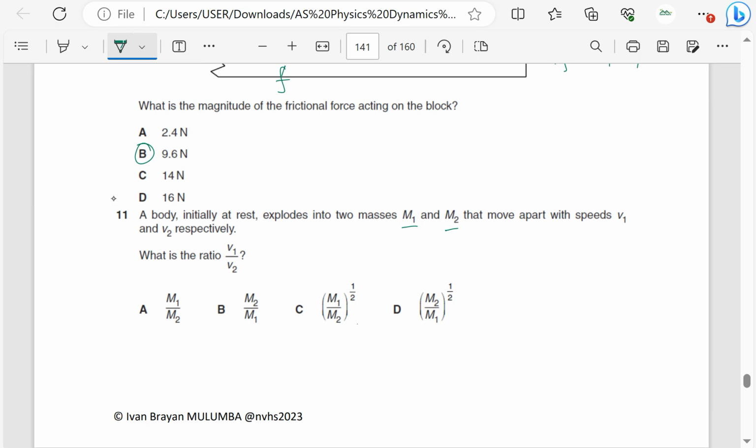Before it explodes, the initial momentum is 0. Since they move apart, one momentum is positive and the other is negative. So when we add them, the first one will be m1 v1 plus negative m2 v2. Momentum of one and momentum of the other are in opposite directions, so it's a plus a negative. So this means m1 v1 is equal to m2 v2. So v1 over v2 is equal to m2 over m1. So the answer is going to be B.